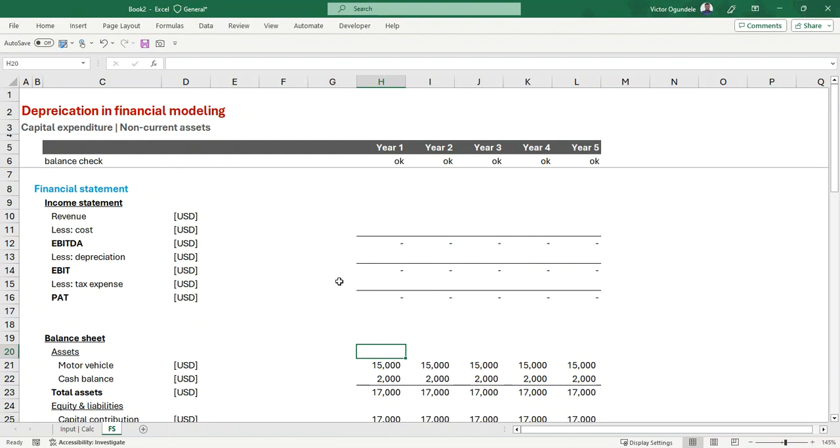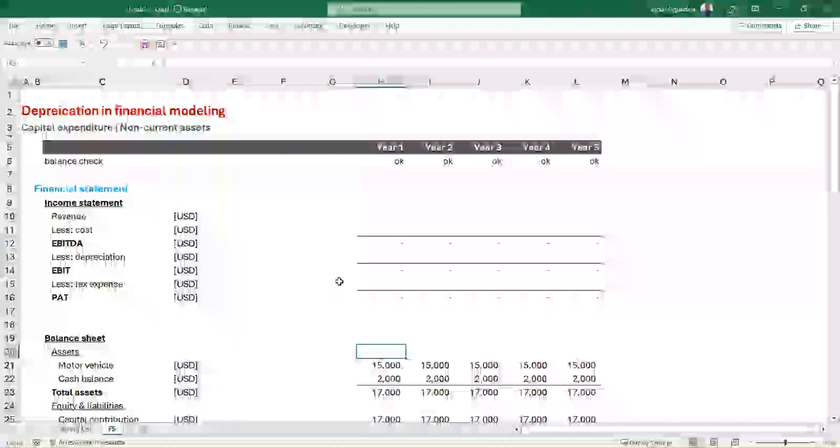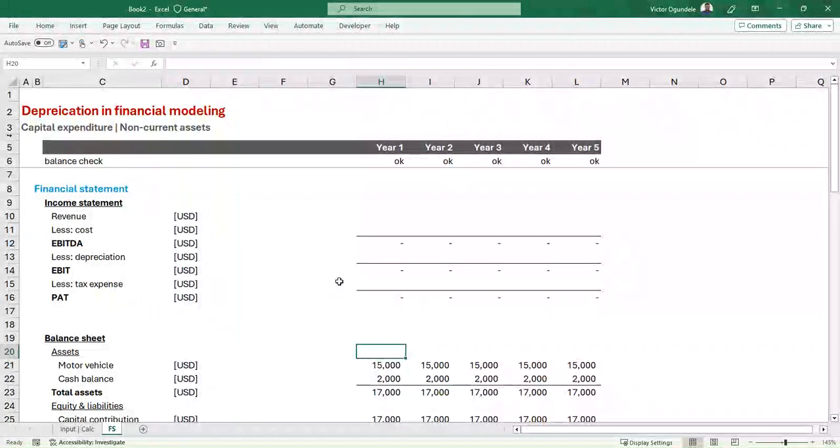So imagine you bought an asset of $5 million, right? And you just look at your financial statement in that period and you see that huge loss. Whereas that's not what's supposed to be, because that asset, you are using it. Not as if you use it in year one and you forget it. And that's where depreciation now comes into play.